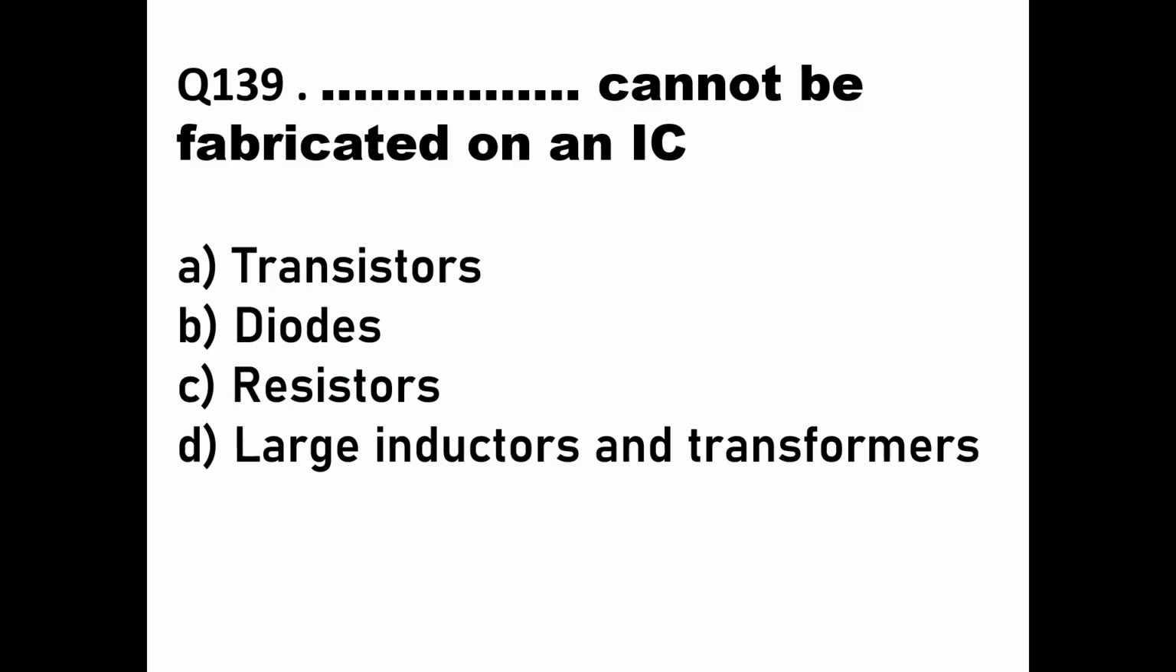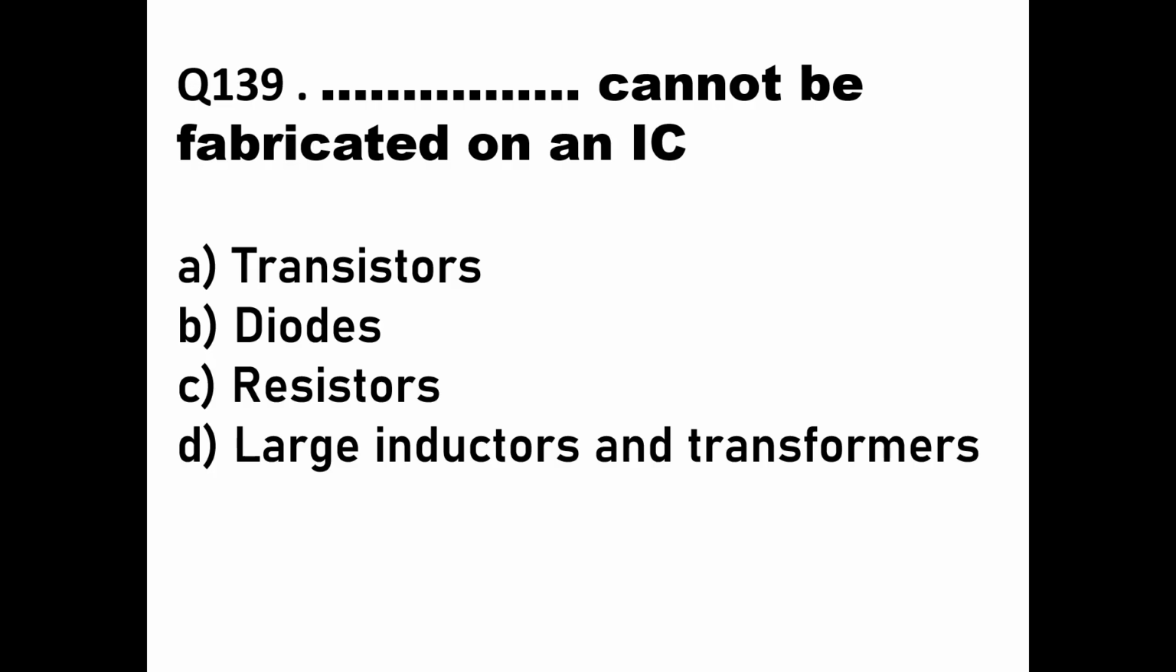Then we'll go to question number 139. Dash cannot be fabricated on an IC. Okay, now on an IC, we have studied in our semiconductors that we can fabricate a transistor, we can fabricate a diode, we can fabricate a resistor, but we have not studied large inductors or transformers where coils are there. Those things we cannot fabricate on an IC because it is very bulky and coils are there. Then the coil effect also you have to produce. All that is not done on an IC.